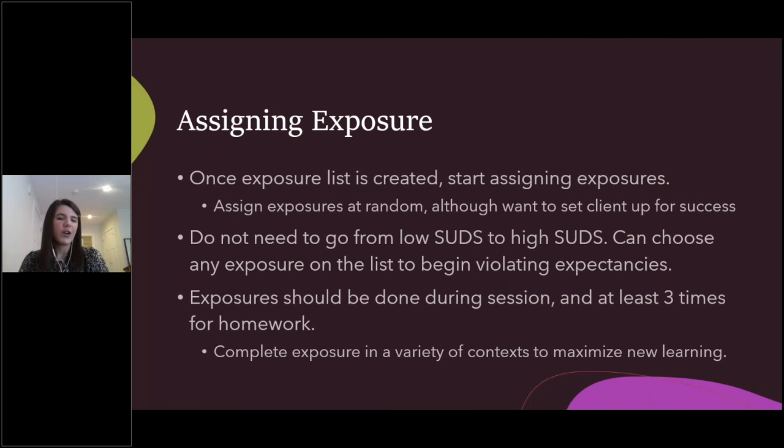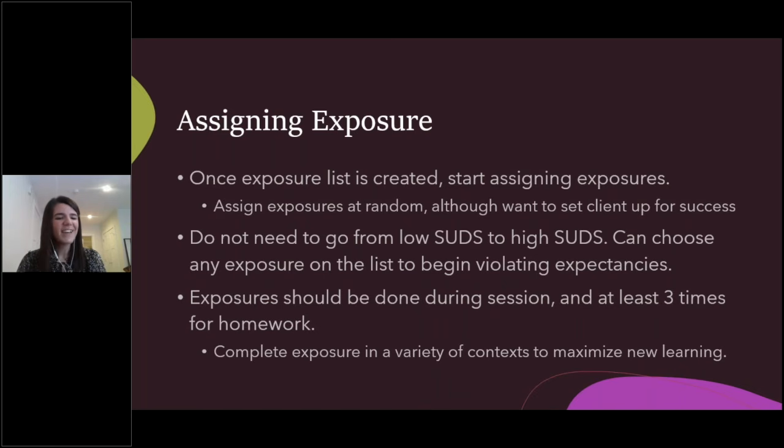We do not need to go from a low SUDS rating to a high SUDS rating when we pick, because we don't actually know their SUDS ratings. We can choose any exposure from the list to begin violating expectancies. I currently have a supervisee who has developed this really cool exposure randomization tool for her computer, and I'm going to try to get access to that, where it spits out random exposures once you put in the list.